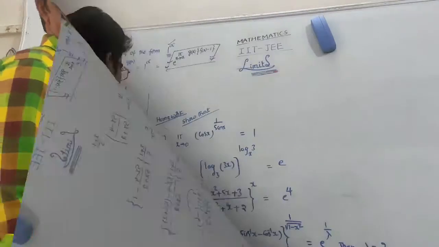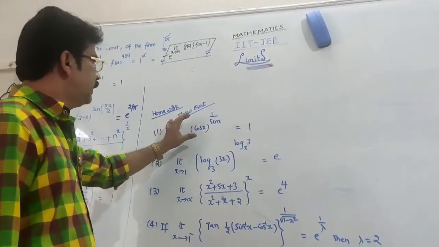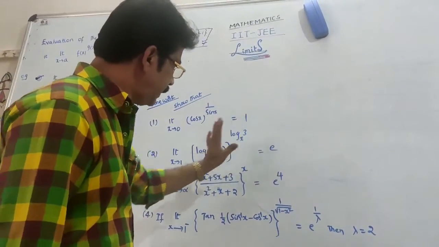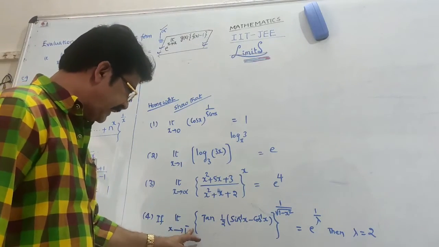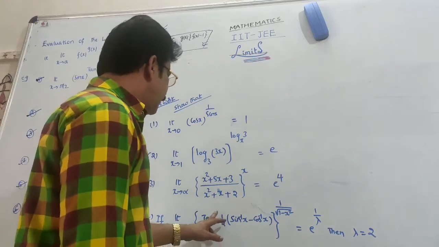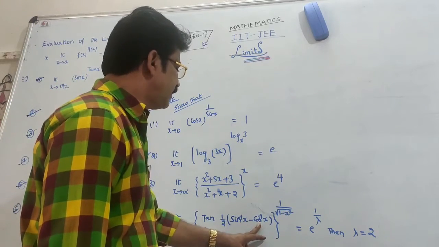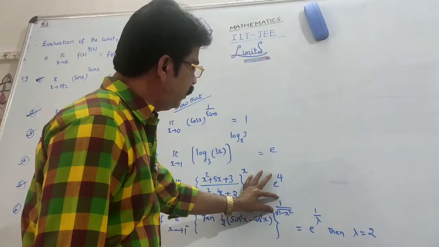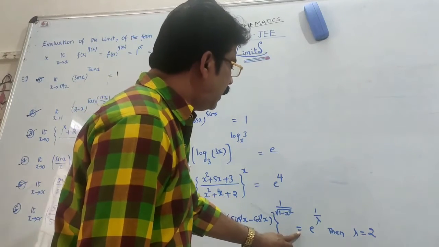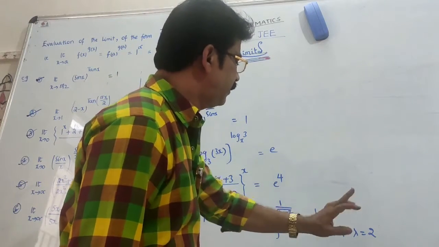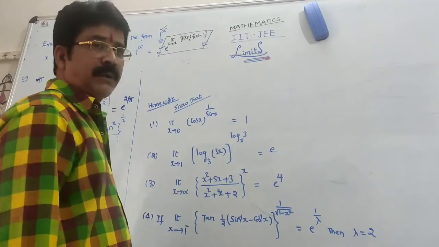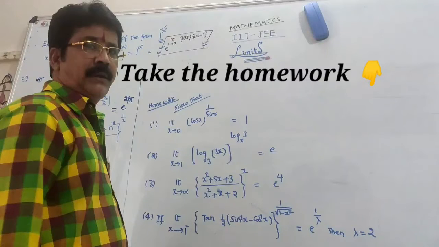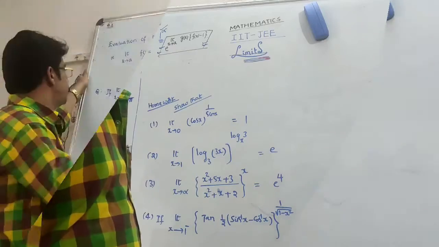Hence the problems 1, 2, 3, 4. Show that this is equal to 1, this is equal to e to the power of 4. And if limit x extends to 1 minus, left hand limit, (tan of (1 by 2 sin inverse x minus cos inverse x)) whole to the power of 1 by root of 1 minus x square is equal to e power 1 by lambda, then show that lambda is equal to 2. Okay, it is related to the same model. Do it yourself, otherwise call me.